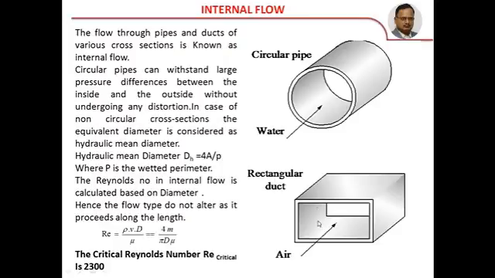And the Reynolds number is always calculated for internal flow using rho V D by mu. If it is a non-circular cross-section, this diameter D will be replaced by the hydraulic mean diameter.